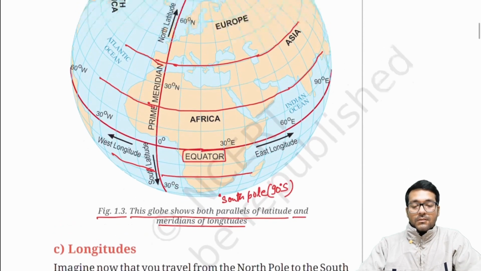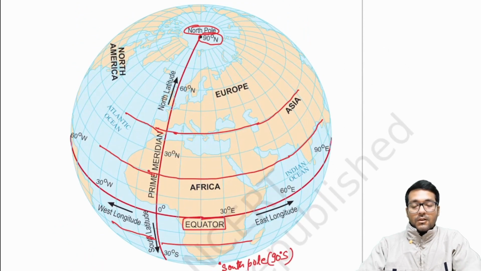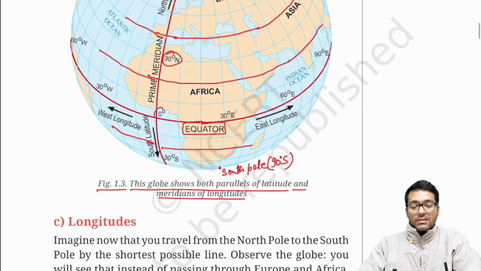You can see different degrees of parallels of latitude, such as 30° north, 60° north, and 90° north. Similarly, you can see 0° for the equator. Similarly, 30° south, there will be 60° south and 90° south. Not visible here.